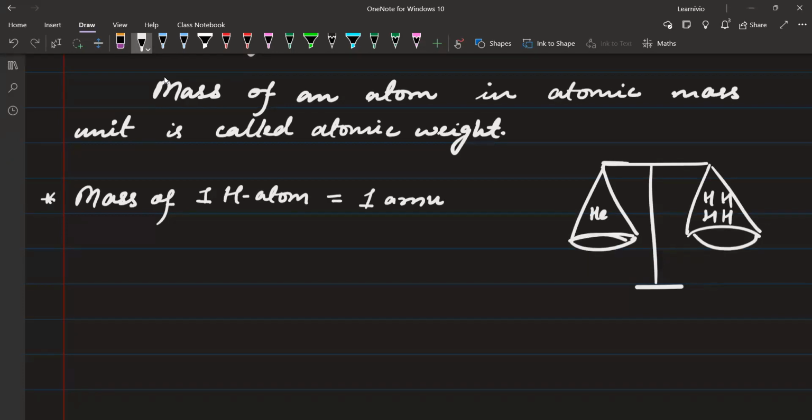So what can we say, what is the mass of a helium atom? Tell me guys, in how much AMU? 4 AMU. Very nice, the mass of one helium atom is 4 AMU.